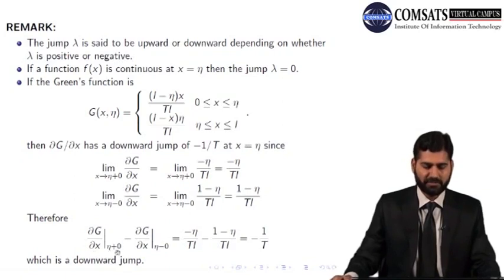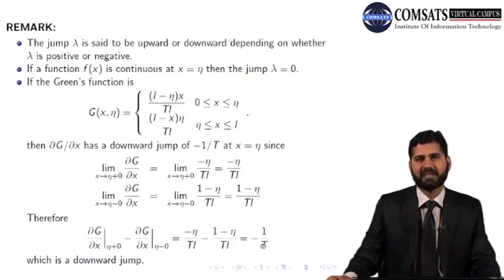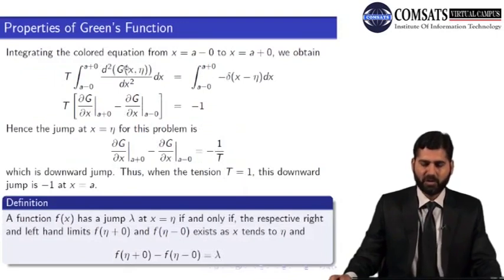Alright. So therefore, partial g by partial x at eta plus 0 minus partial g by partial x at eta minus 0 is equal to minus 1 over t. If you take the difference between these two, of course the eta by TL terms cancel out, and TL over TL will be left, so it is just 1 over t. This is L minus eta, so L and L cancel, and you are left with just 1 over t. This is a downward jump. You can easily see that lambda is 1 over t here with a negative sign. So lambda is negative 1 over t, a downward jump of 1 over t. So we proved it here as well.